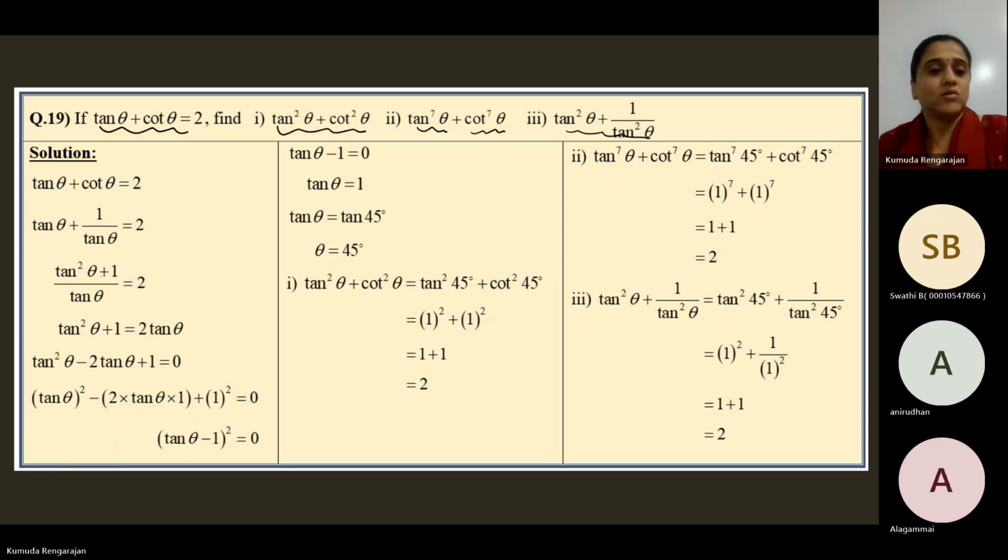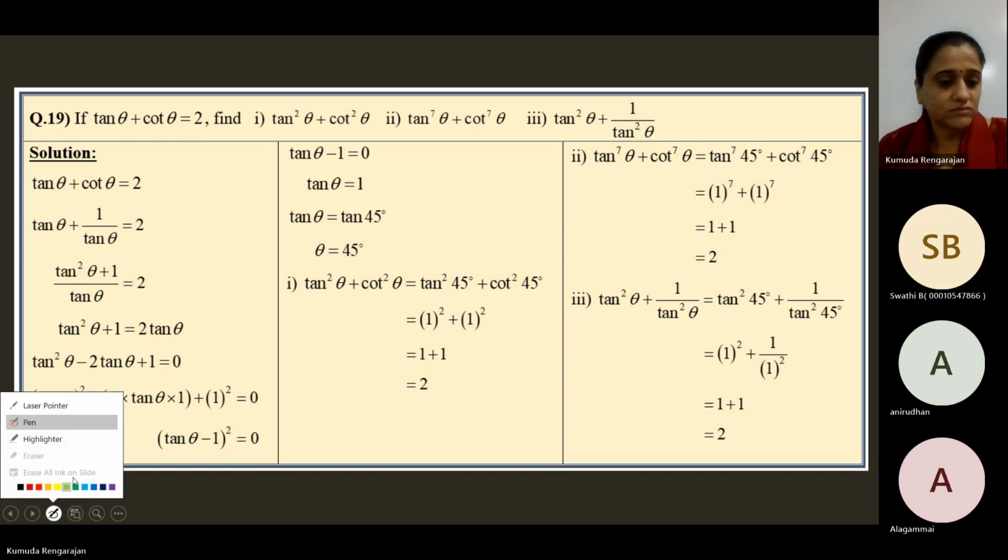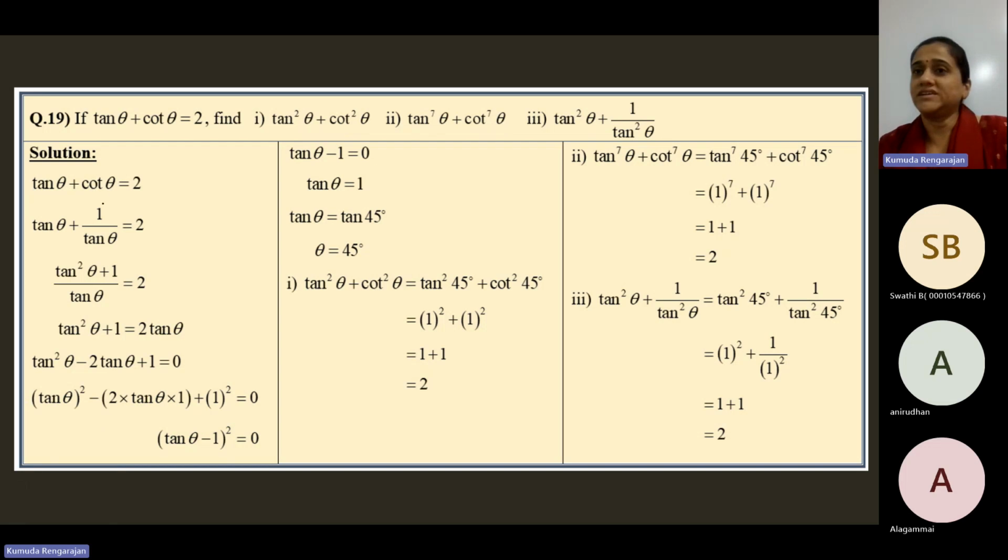All right. So what you do, you write cot theta as 1 by tan theta and take the LCM. Tan theta plus cot theta is equal to 2 is given. Take the common denominator; tan theta is a common denominator. So you'll get tan square theta plus 1 is equal to 2 tan theta. Cross multiply. So you get tan square theta minus 2 tan theta plus 1 is equal to 0.